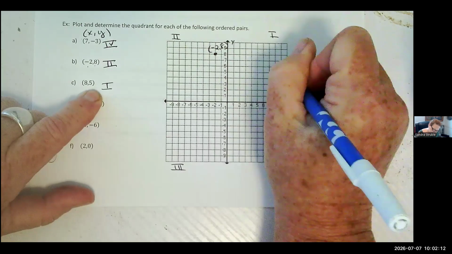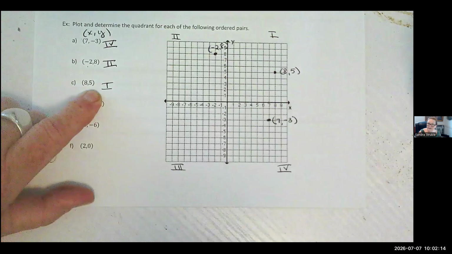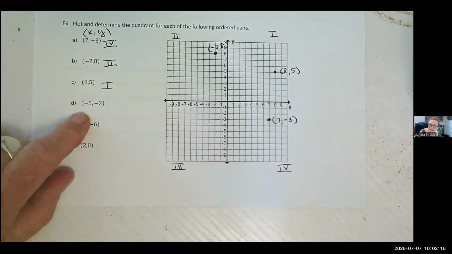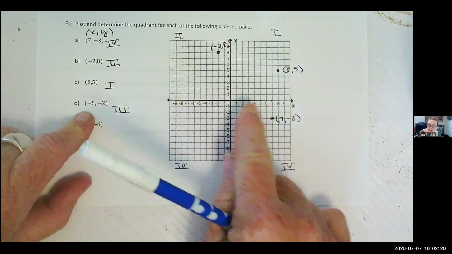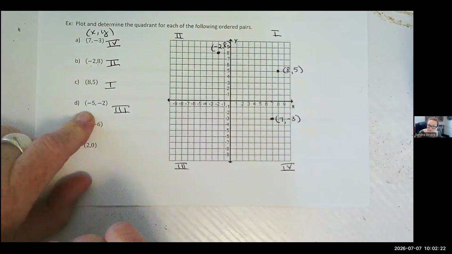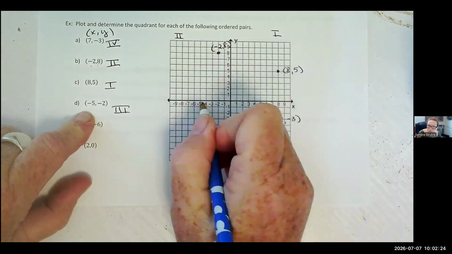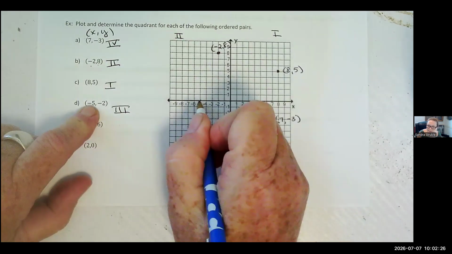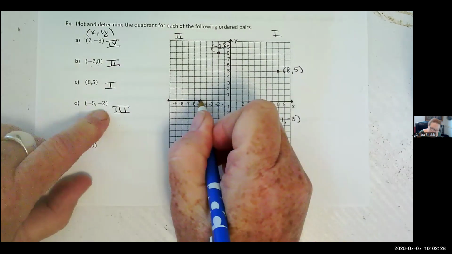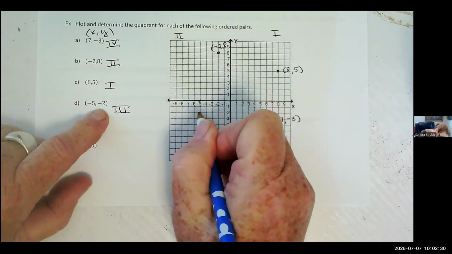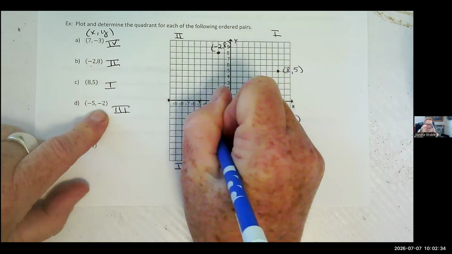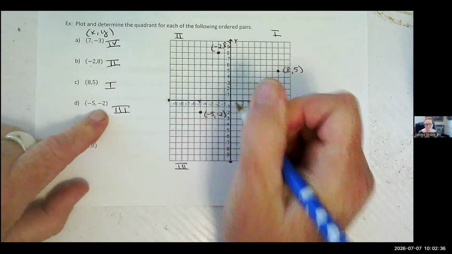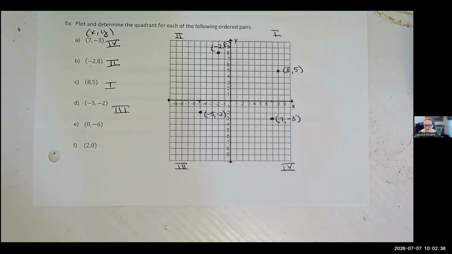All right. The next one, they're both negative, so that's going to be in quadrant 3 because that's where x is negative and y is negative. I'm going to go to the left 5 because it's -5. Don't plot your point. Shame on me. And then down 2, now plot your point and name your baby. -5, -2.